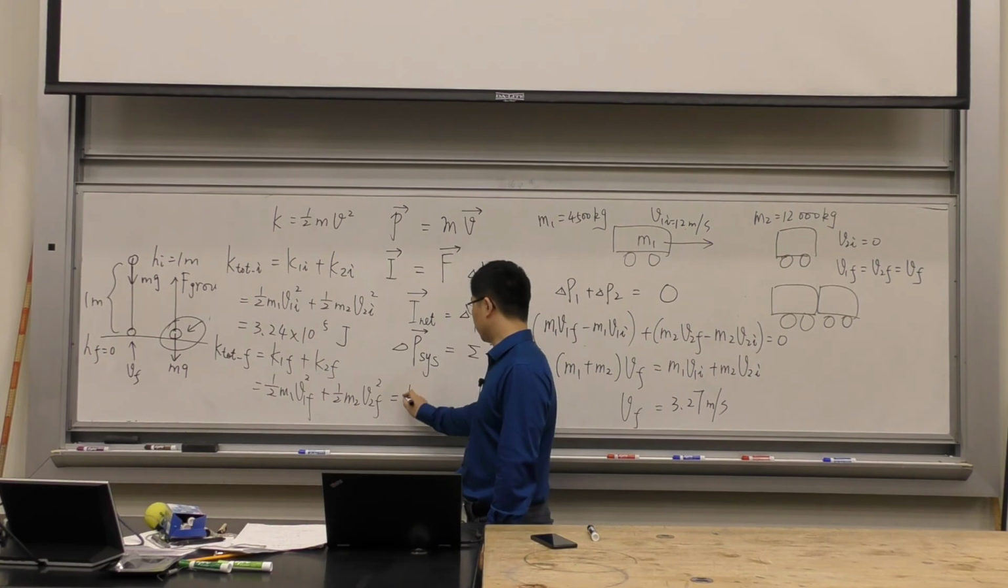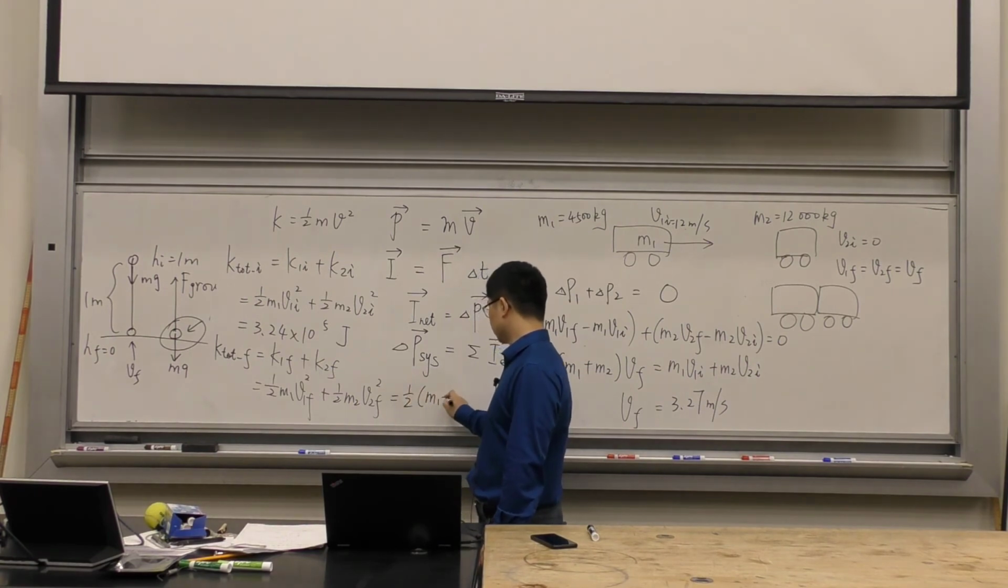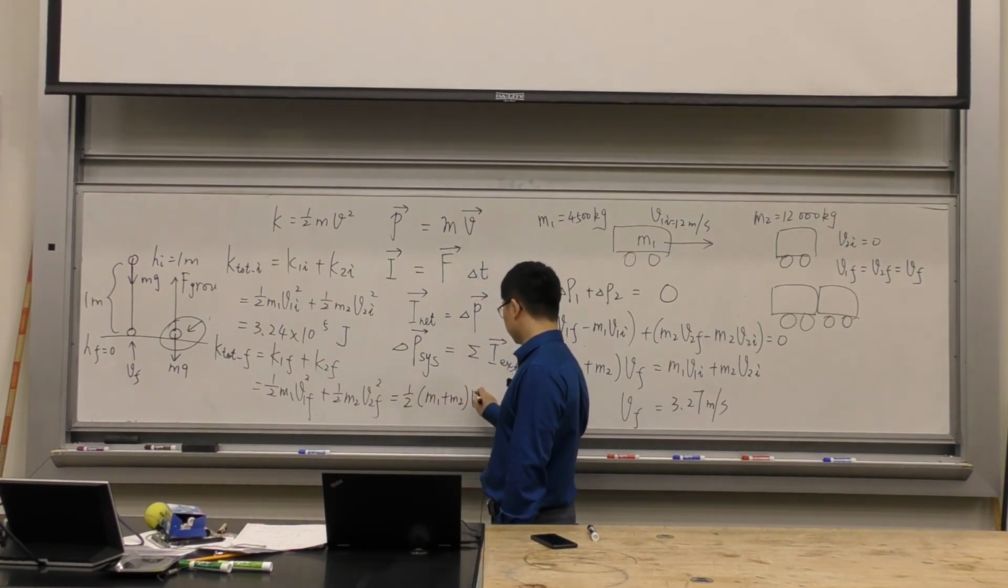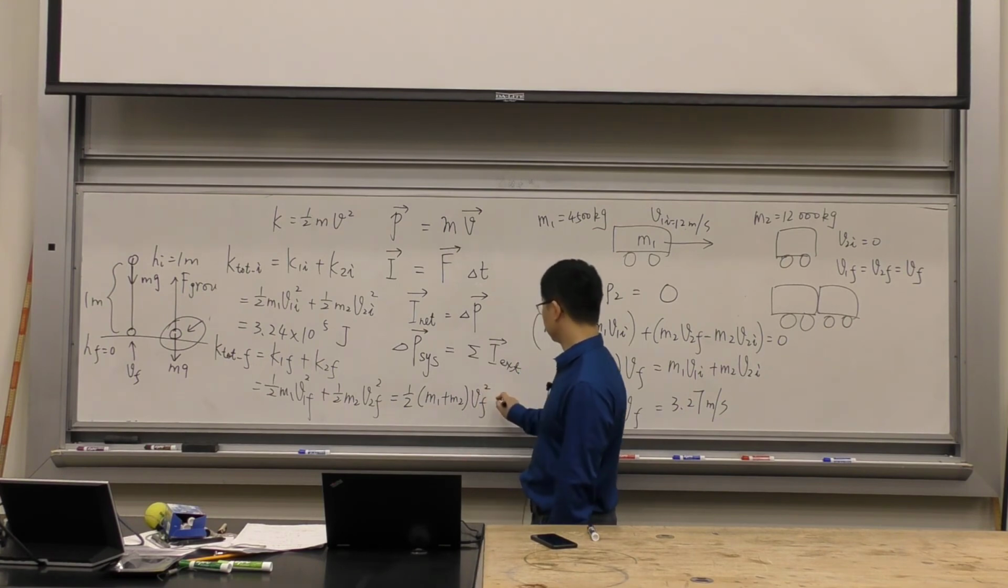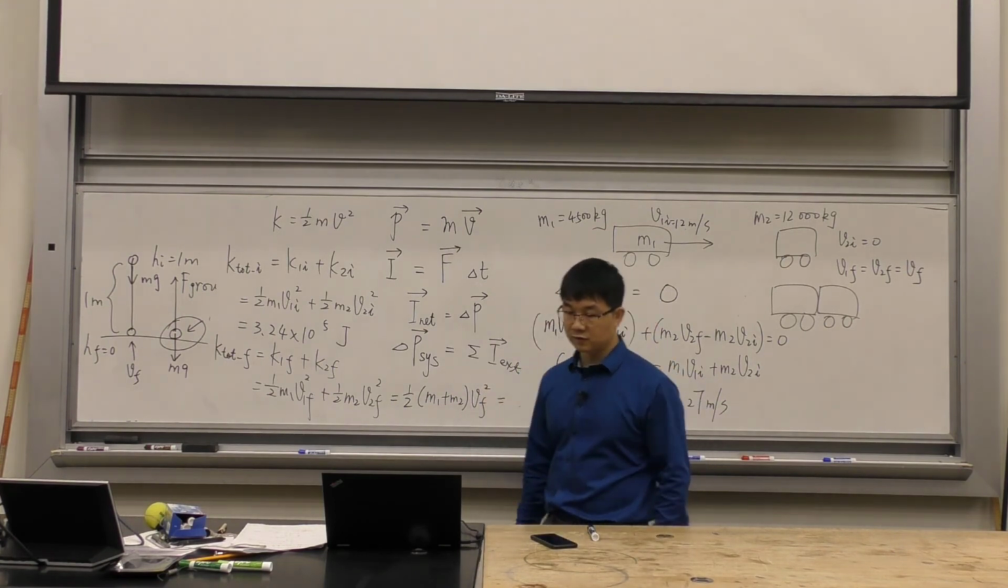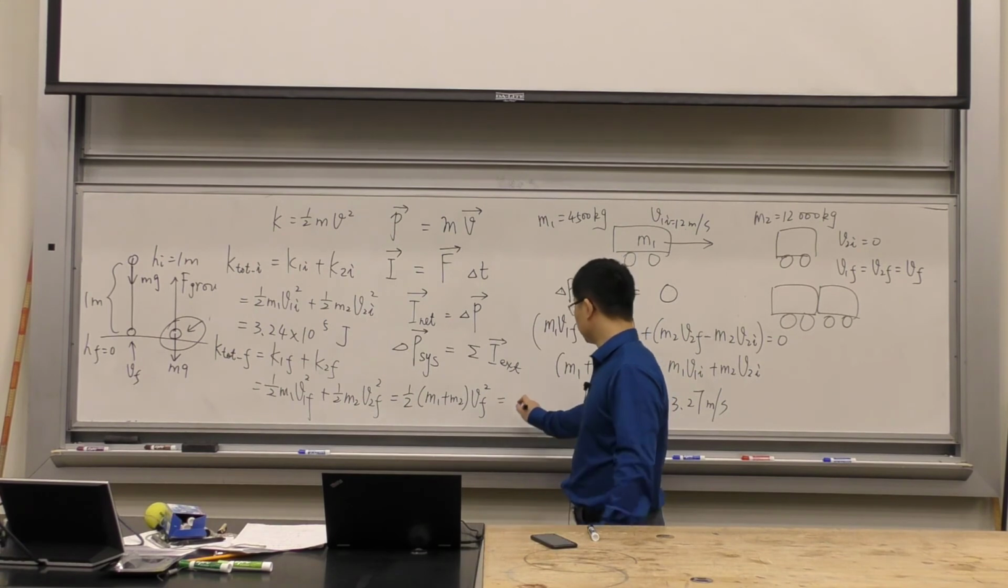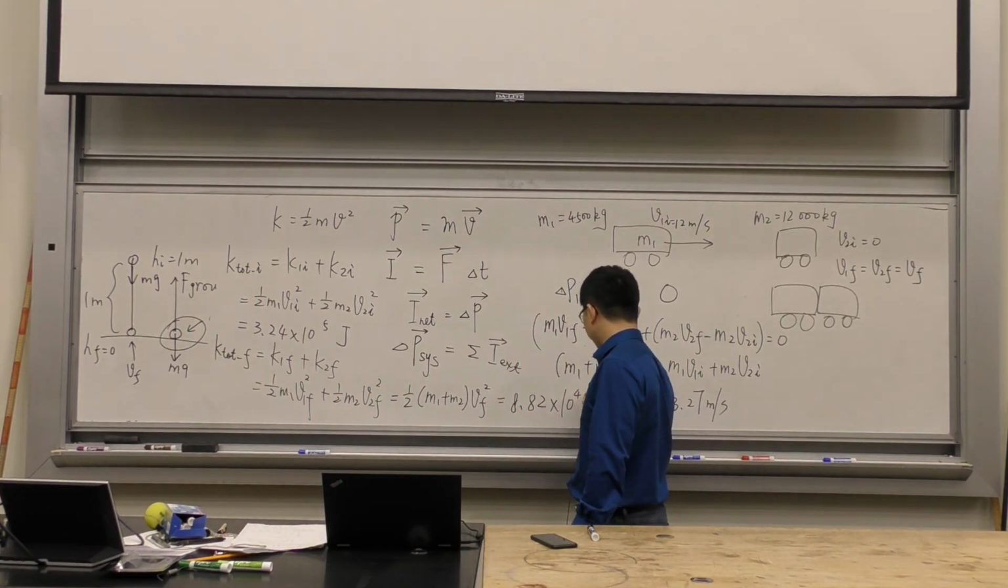What is the number you got? I can even combine them, put them together, and factor out this vf squared. All right, what is the number you got? You plug numbers in, you will get 8.82 times 10 to the 4th joules.